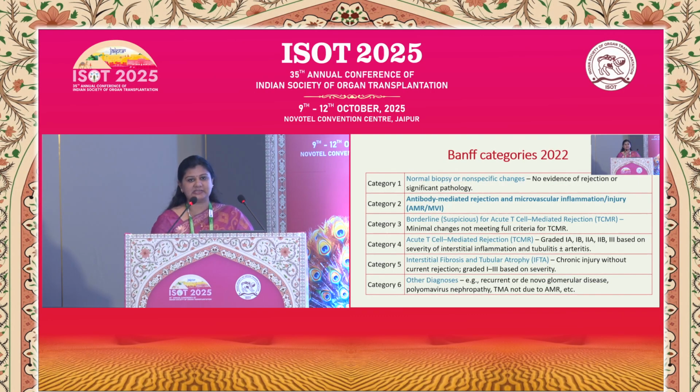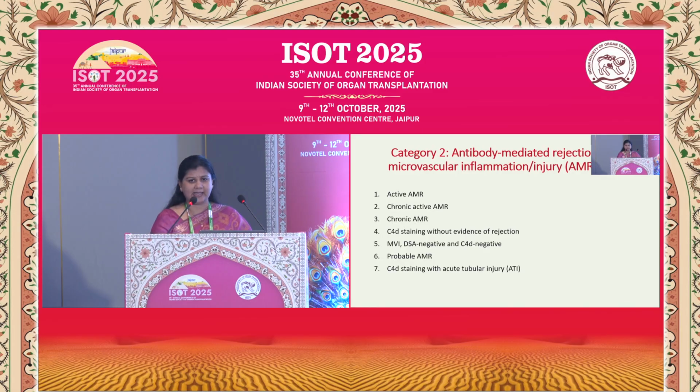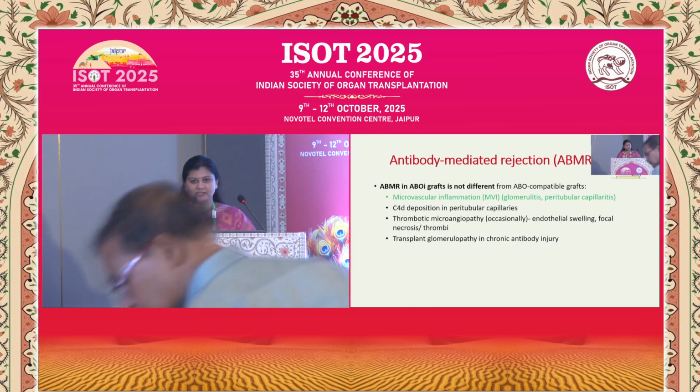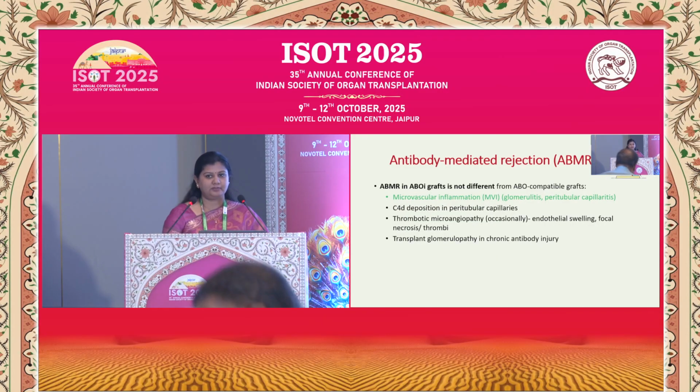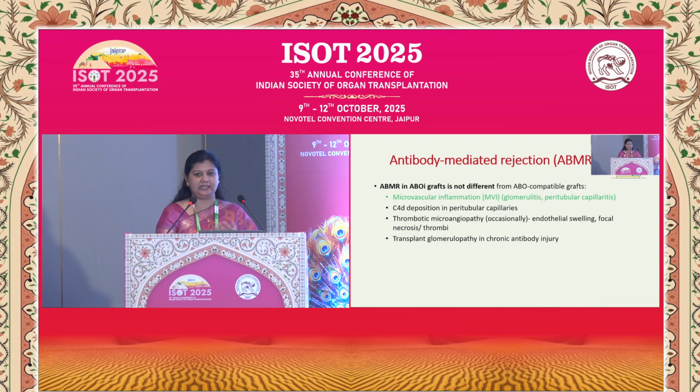Most of the cases which we see practically, the cases of rejection in ABO incompatible, fall under category 2. That is the antibody mediated rejection and microvascular injury, better known as MVI. And fewer cases fall into the cellular rejection. Category 2 is further divided into various other groups depending on the chronicity, whether active, chronic, and so on. So essentially the bottom line is there are not much differences in the histology in the ABO compatible and the incompatible cases.